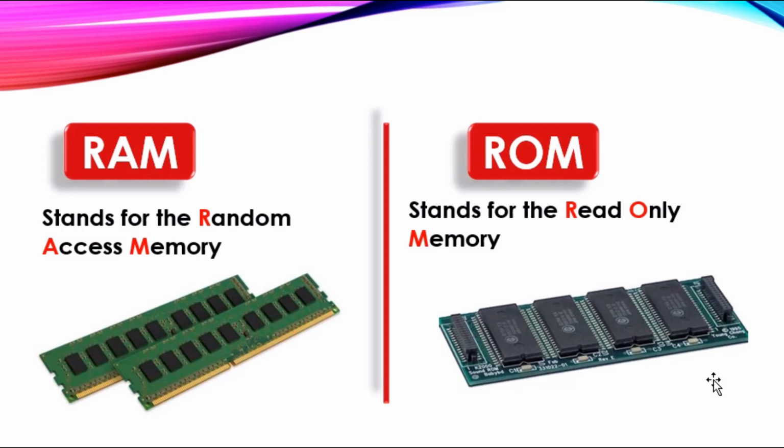On the other hand, we have the ROM. ROM stands for read-only memory. It is a type of memory where data has been pre-recorded. Therefore, we can only read but cannot write on it. Here is a sample of how the RAM and ROM look like in our computers. We have the RAM sticks and we have the ROM chips.